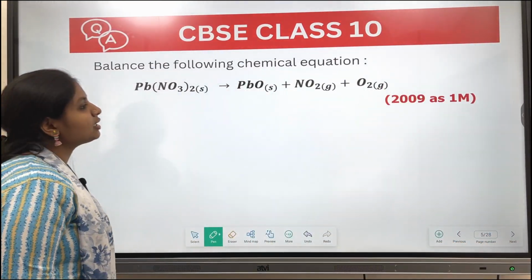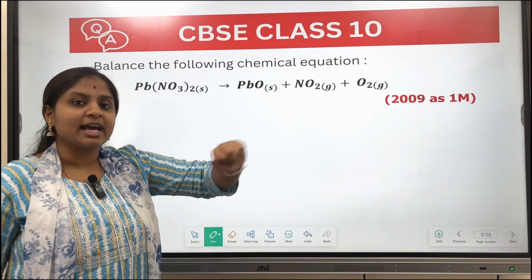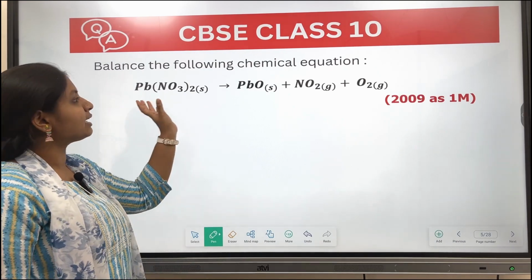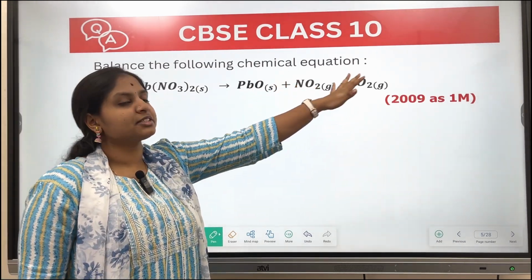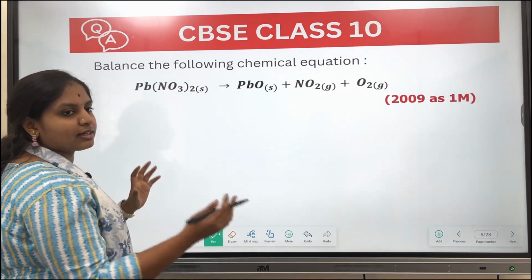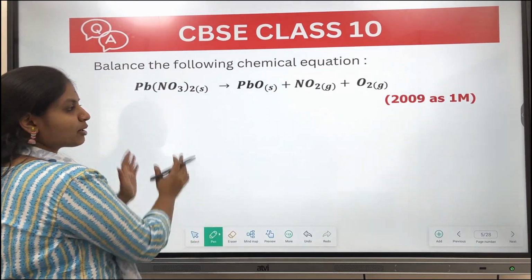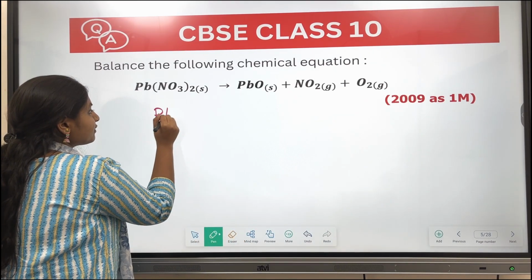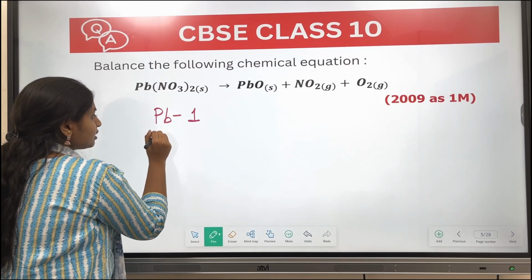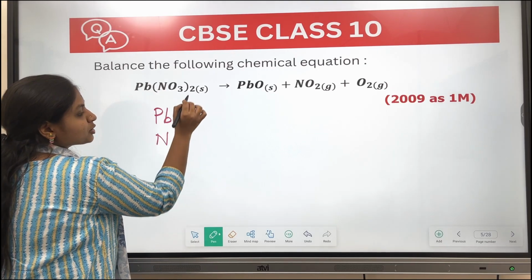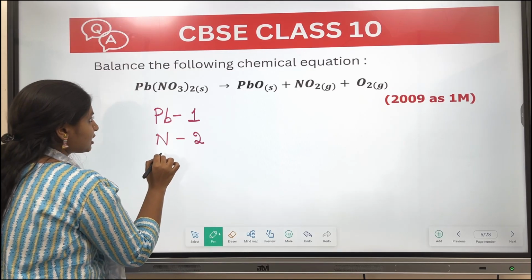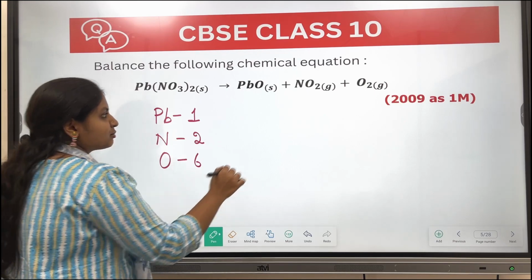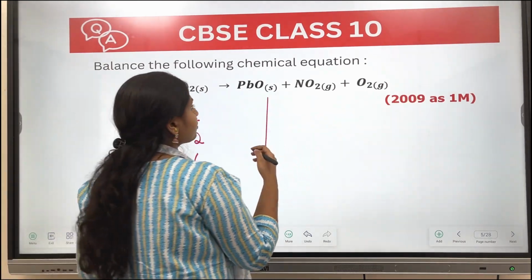Let's take one more question. This was a question which was asked in 2009 as a 1 marker. So in this reaction, lead nitrate is giving lead oxide, nitrogen dioxide and oxygen. We'll go with the first step. The first step is to write the number of atoms on the reactant side and the product side. So on the reactant side, we have lead, 1 atom, nitrogen, 1 times 2. So there are 2 nitrogen atoms. Oxygen, 3 times 2, there are 6 oxygen atoms. Very similarly, let's go to the product side.